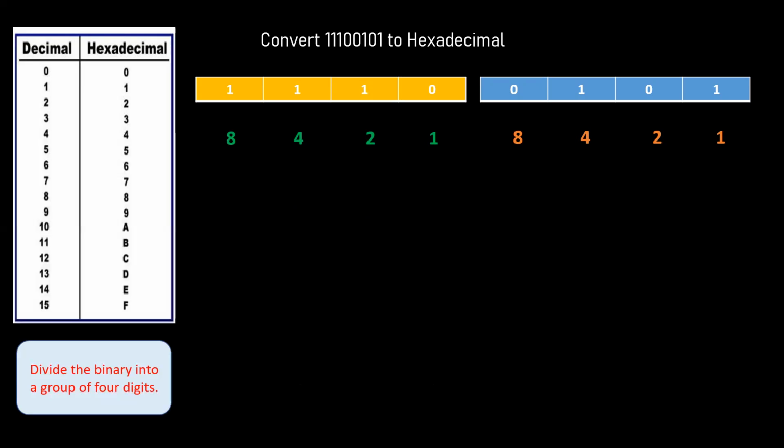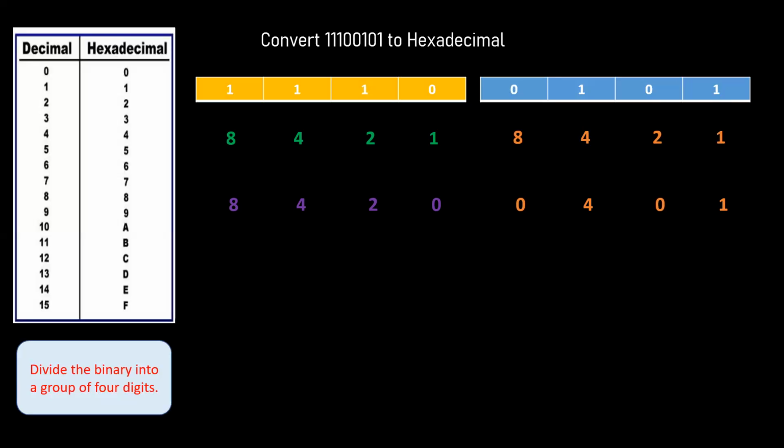Then get their products. 1 times 8 is 8. 1 times 4 is 4. 1 times 2 is 2. And 0 times 1 is 0. For the other group, we have 0 times 8 is 0. 1 times 4 is 4. 0 times 2 is 0. And 1 times 1 is 1.